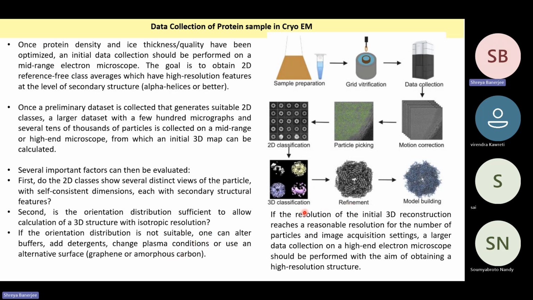And if the resolution of the initial 3D reconstruction reaches a reasonable resolution for the number of particles and image acquisition settings, then you can collect even more data on a high-end microscope to increase the resolution. That is basically refinement. So the initial 3D structure can be refined further and further by getting more images of the 2D projections. So the initial 3D reconstructed structure can be refined to improve the resolution.